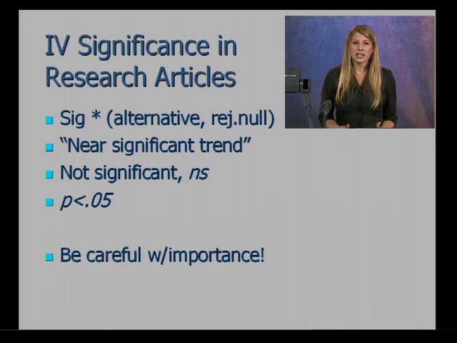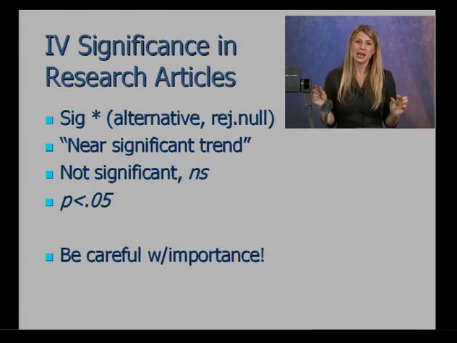If something's not significant, they'll typically just say NS. There won't be an asterisk by it. You also see P is less than 0.05. And this just means that they passed that 0.05 area in the tail and they rejected the null. Also, the P stands for probability.